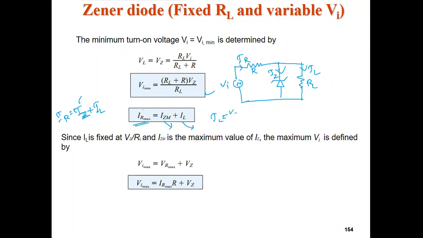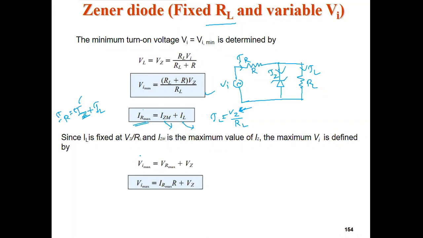Because IL is actually how much? IL equals VZ by RL. Here RL is fixed, already given, so we are not making any change to RL. Only the VZ thing. VZ is also fixed because VZ is a given parameter. Here we are considering when the Zener is on or conducting. At that time your VL is always fixed at VZ. So IL is not changing anything, only IR max equal to IZM plus IL.